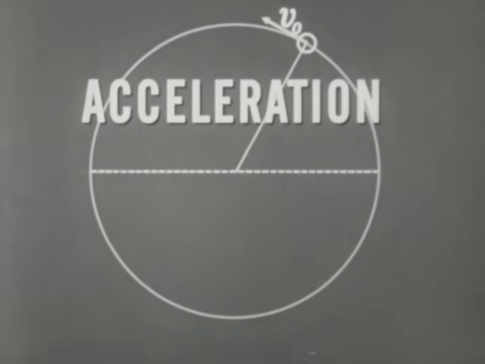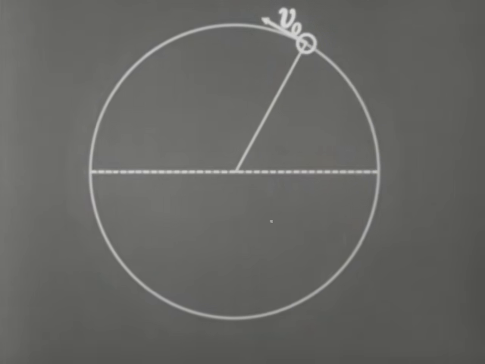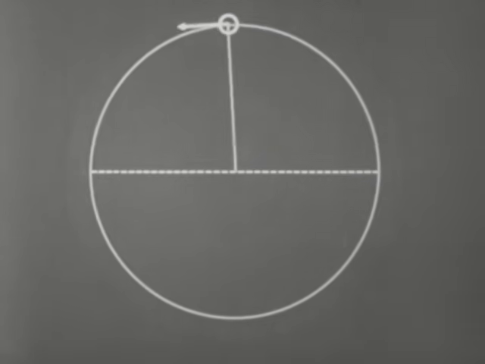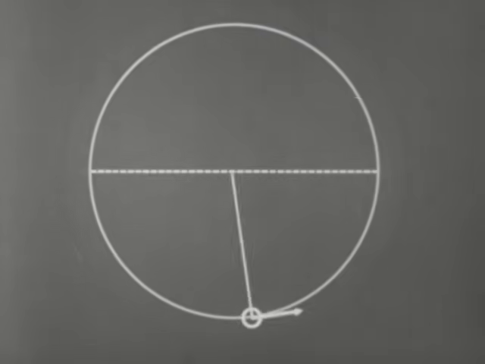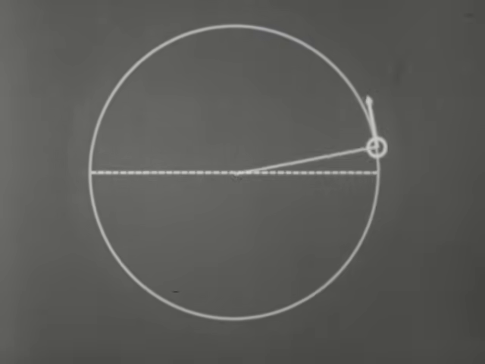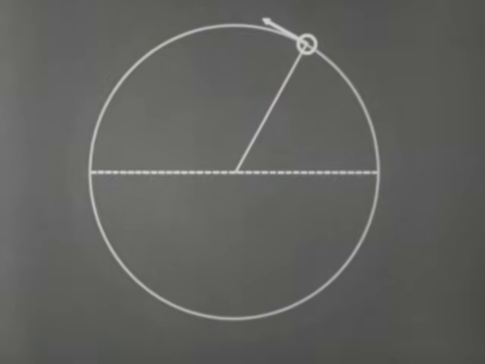A very important feature of simple harmonic motion is the way in which the acceleration varies over different parts of the cycle. While V sub 0 is, of course, constant in magnitude, its direction is not constant. Therefore, the point on the circumference has acceleration. We call it centripetal acceleration. It is always directed toward the center, and its value is V sub 0 squared over r.